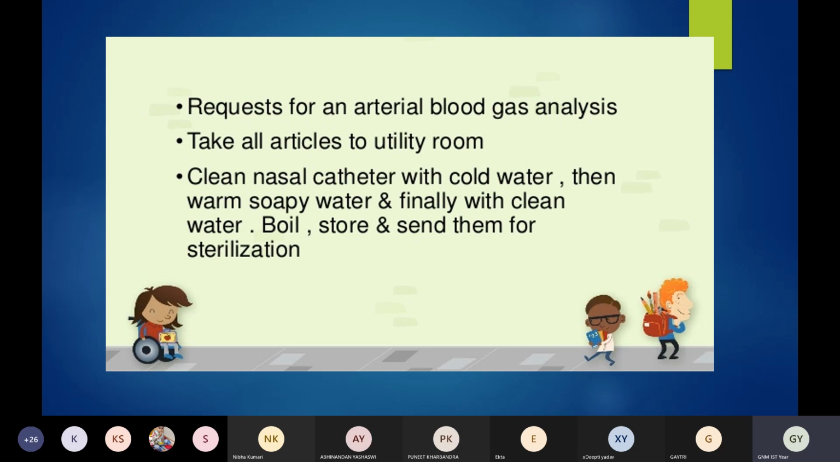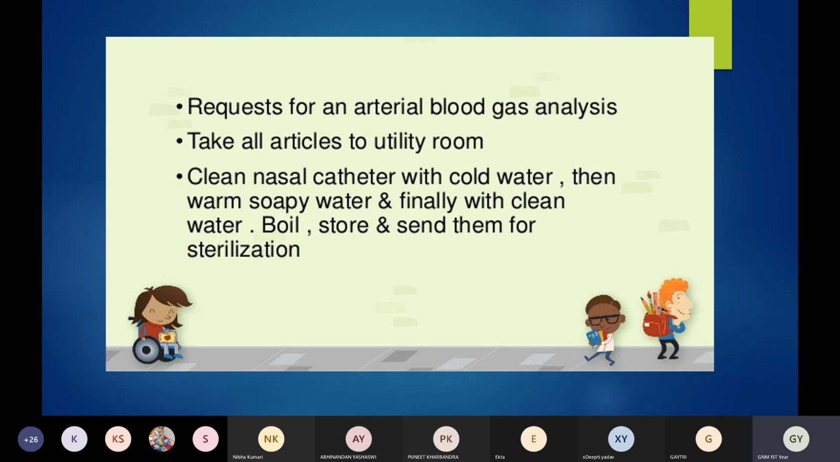Okay, so is this clear with the procedure of oxygen inhalation? Anybody has any doubts? No, ma'am. Okay, so I will send you the YouTube link. You check the YouTube procedure on how to give oxygen to the patient.